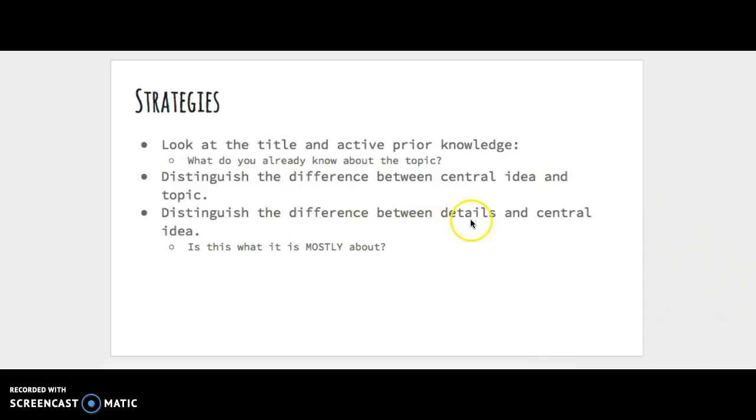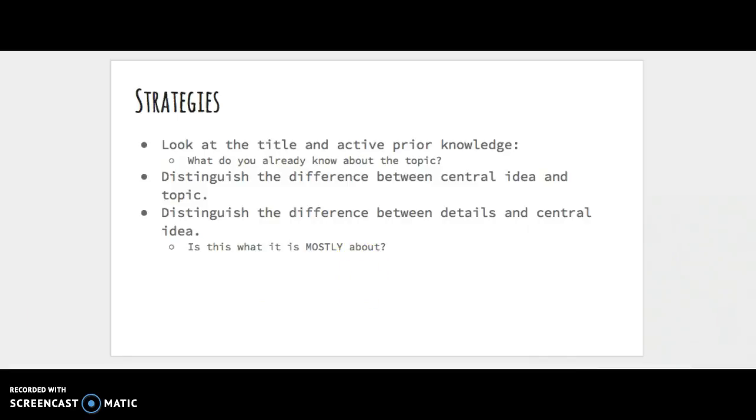Distinguish the difference between details and central idea. So details are the points made in the article. And they are not the central idea because they don't stand alone. So for example, if we go back to that cheetah example, the central idea might be the hunting patterns of cheetah. And then one detail could be what kind of prey they hunt. So the prey, what they hunt, is not the central idea. It is simply just a detail. So you ask yourself what it is mostly about.